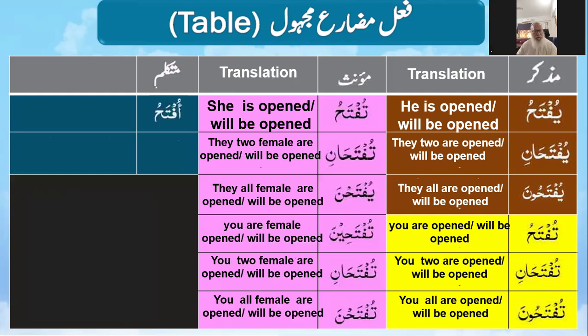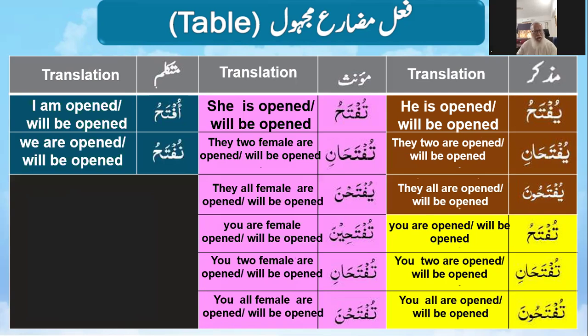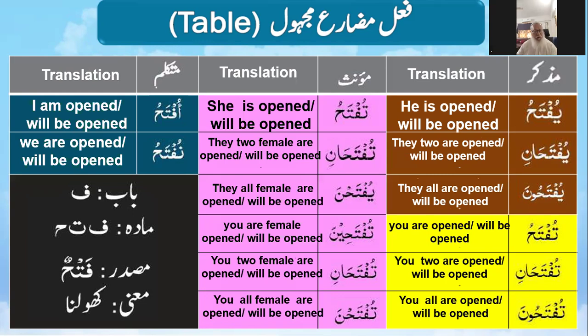For the first person: uftahu, I am opened or I will be opened. Nuftahu, we are opened, or we too will be opened. The bab is fataha, the root letters are fataha, the masdar is fatahun, and the meaning is to open. So this was the table for the majhul, madi and mudari.